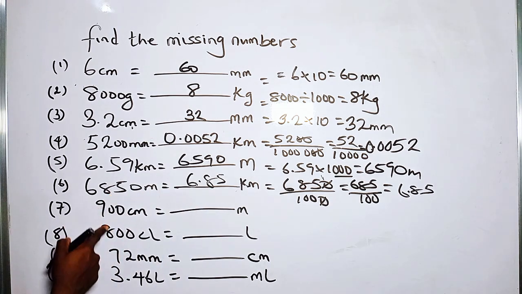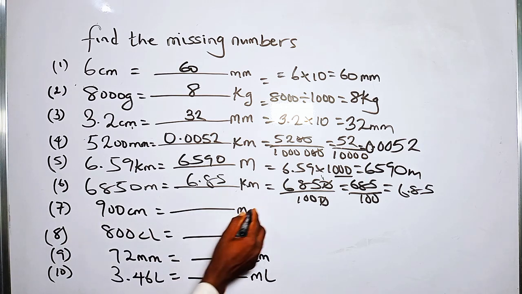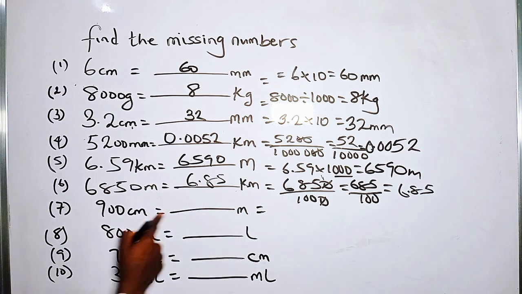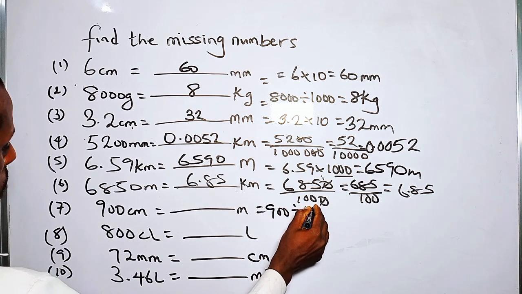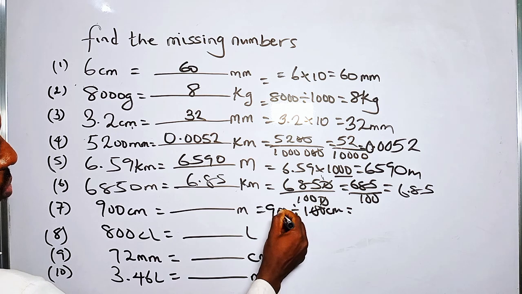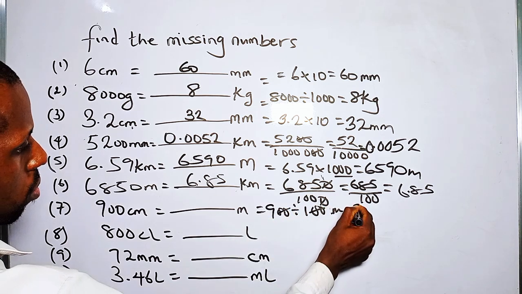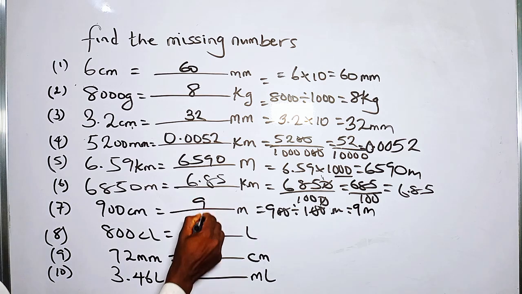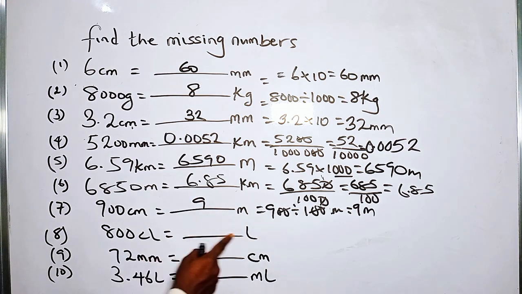From centimeter to meter, we divide by 100. So we have 900 centimeter divided by 100. The 2 zeros cancel 2 zeros, so we have just 9. This one will be 9 meter.